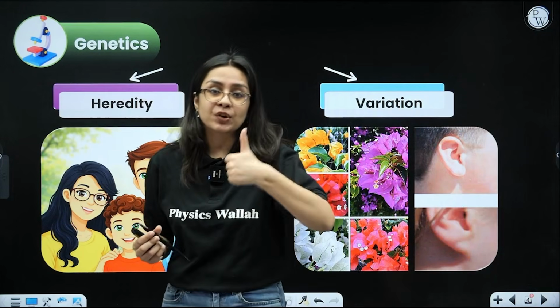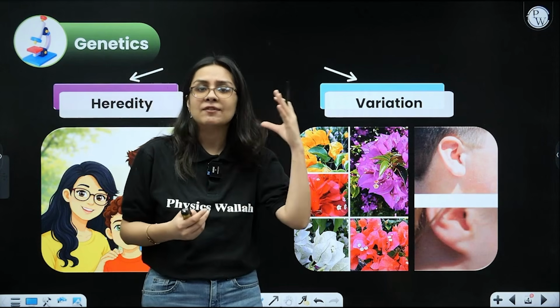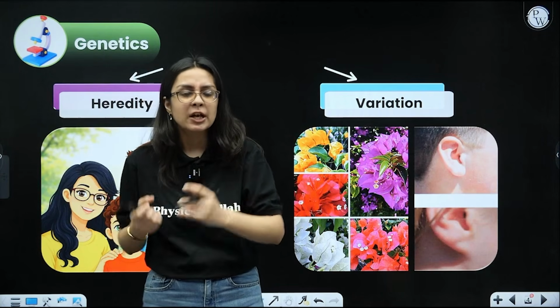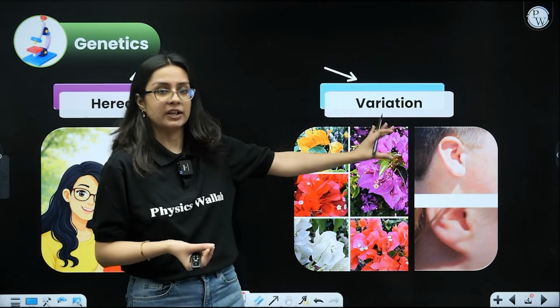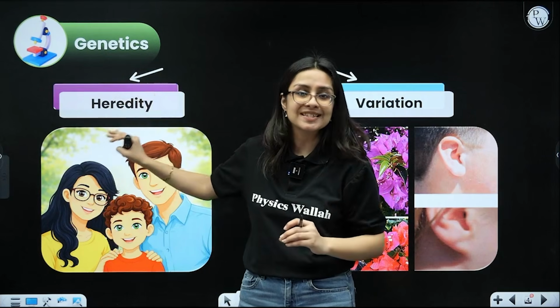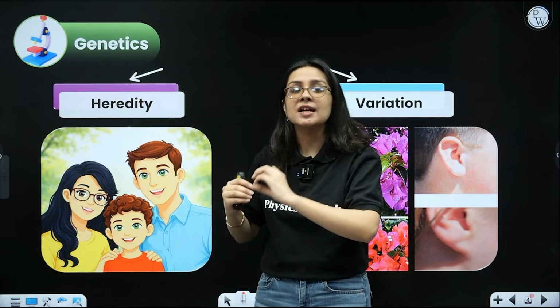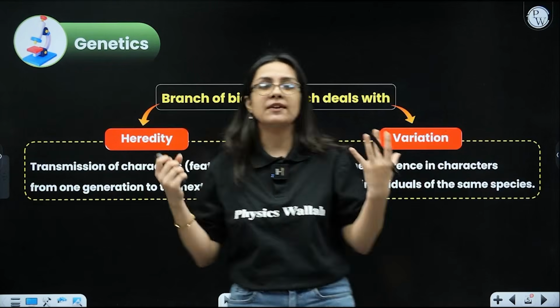Some people have a straight thumb, some might have curved thumbs, like mine is straight. Some people might have a taller height, some could have a shorter height. So there are so many differences in the characters that are studied under variation. For the time being, we mostly have to focus on how heredity takes place, that is how characters are transferred from one generation to the next generation. Got my point? This is the basic definition.